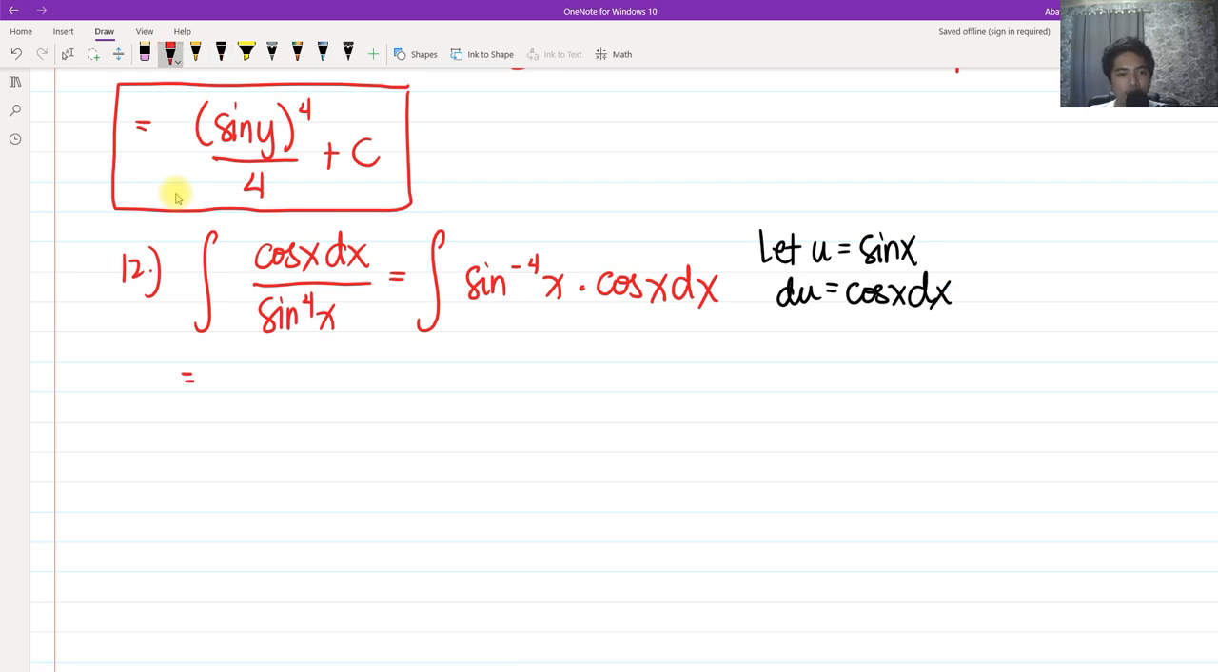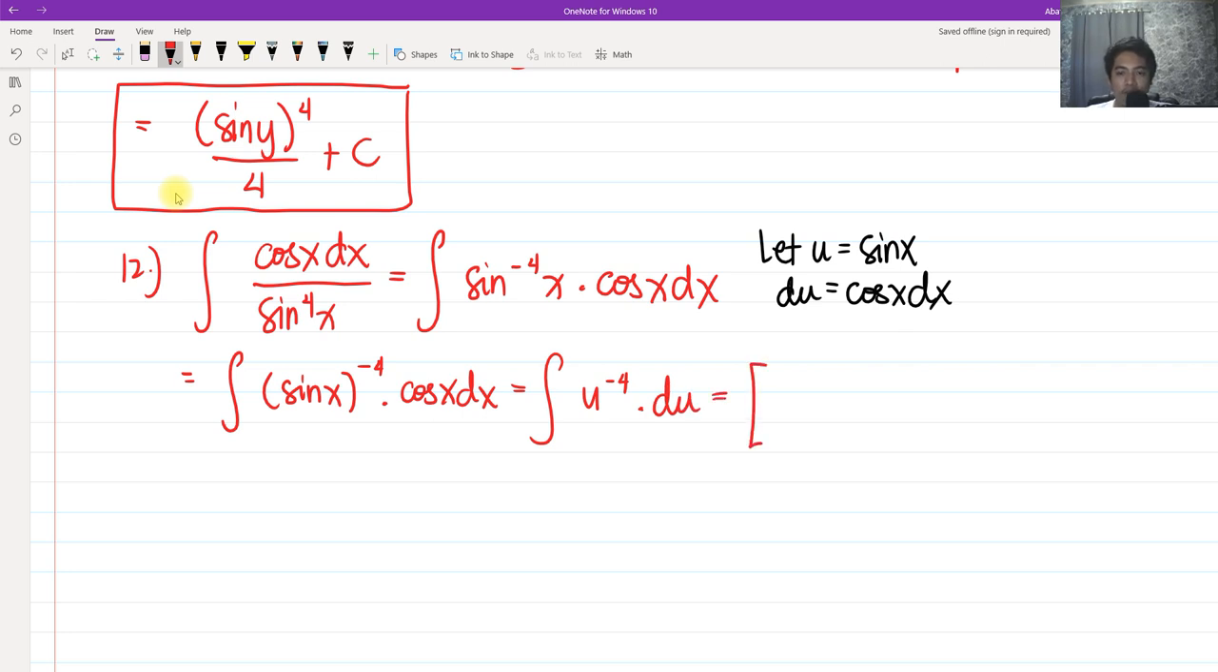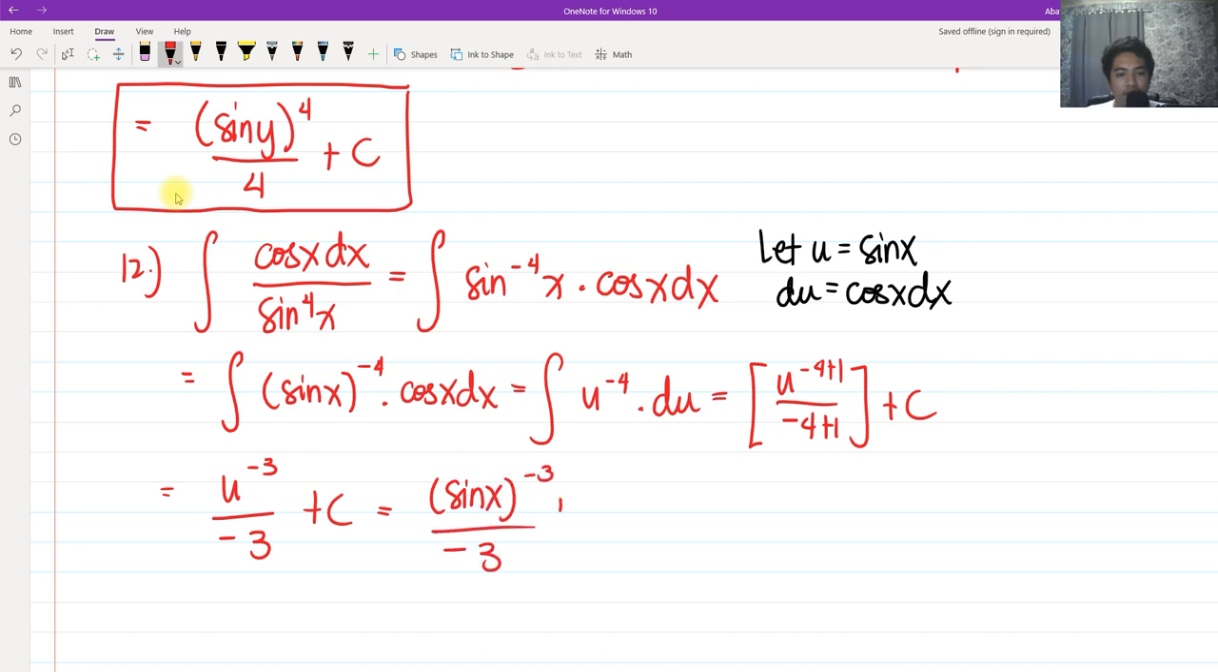So we can now freely substitute. As I have said, sine of x raised to negative 4 can be rewritten as this so that we can have the u substitution. We have u raised to negative 4, then we have du. So this is only the power rule. So we have u raised to negative 4 plus 1 all over negative 4 plus 1, and then plus c. So we have u raised to negative 3 all over negative 3 plus c. But take note that our u is sine of x. So we have sine of x raised to negative 3 all over negative 3 plus c.